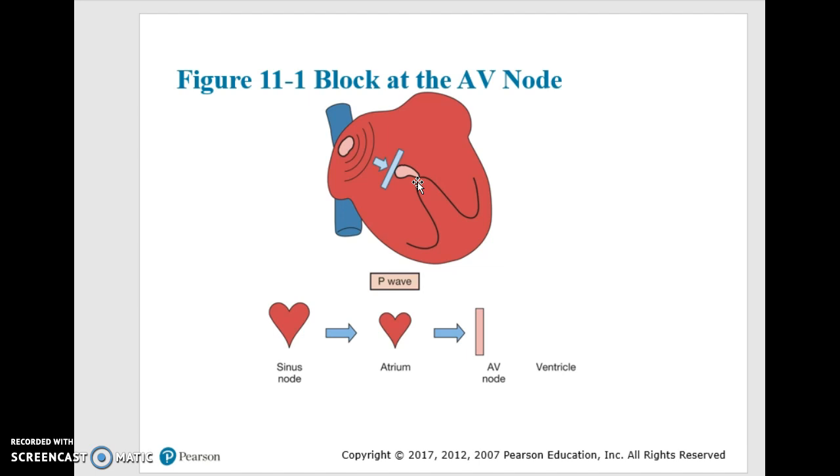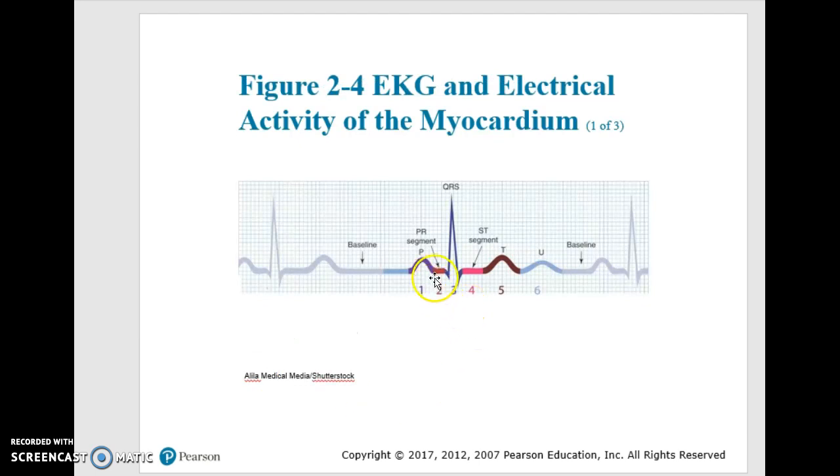And the first degree heart block is characterized by that prolonged PR interval. So looking back at the strip here, one of the characteristics of a first degree AV block is that this interval is going to be lengthened. It's going to be greater than 0.20.